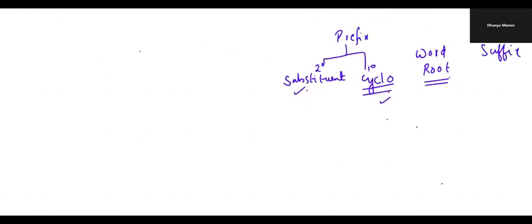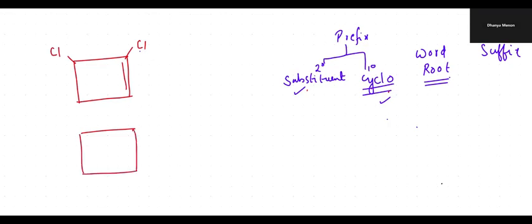Moving on further. Suppose I have another cyclic substance. I have 2 substituents and a double bond here. I redraw it again so that I can do the numbering in different ways and compare which is the best numbering. Now suppose there is a double bond and the substituent, definitely the double bond is given preference.